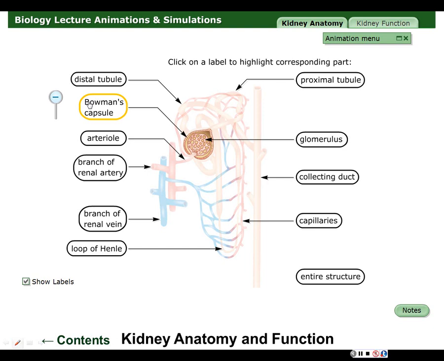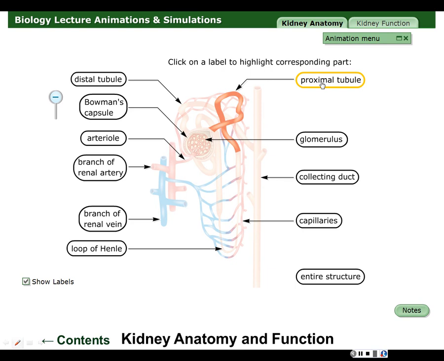After the Bowman's capsule, the filtrate enters into the first area of the tube called the proximal. Proximal means what? Proximal means closest. The proximal is the tube closest to this capsule. The proximal convoluted tubule, you kind of see why it's called the convoluted tubule. See how twisted it is? We're twisting because we want to what? Increase surface area.